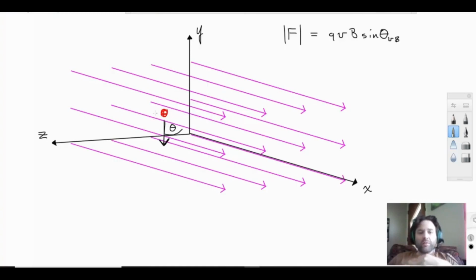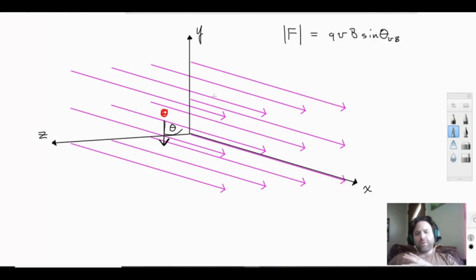But if you were to move along the z direction, then you have sine of 90 degrees, which is 1, which means you get the absolute maximum effect. All of these variables are at their strongest when you're moving at perpendicular angles to the magnetic field.